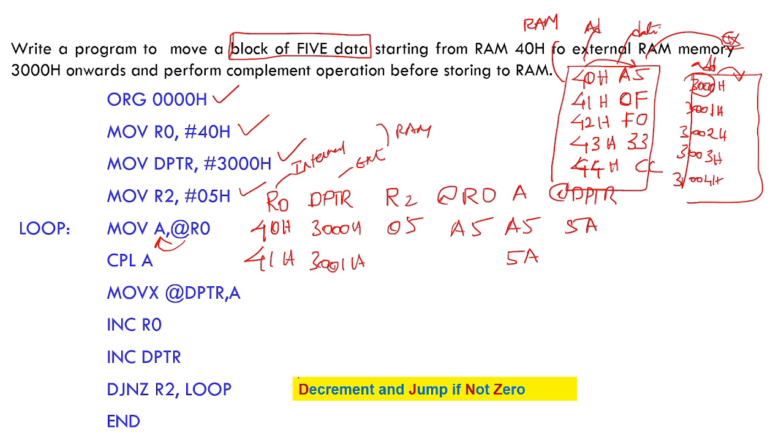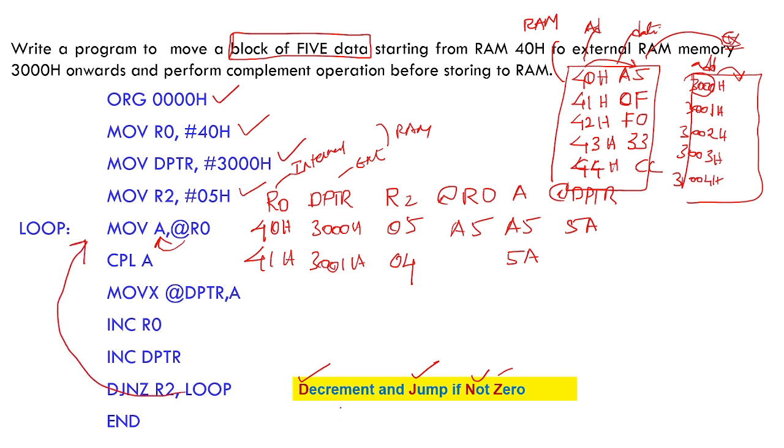Now see the DJNZ. What do you mean by decrement and jump if not 0? So what is the current data of R2? It's 5. It is not 0, right? So you need to jump. See, you want to decrement, so let me decrement. So is this 0 or not? You want to jump if it is not 0. It is not 0, right? So then I want to jump. Where do I need to jump? I need to jump to loop.